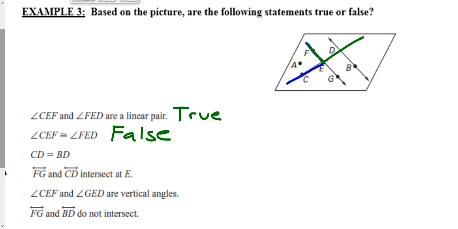Then we have CD equal to BD. Is CD equal to BD? And that would be false. We have nothing telling us how long any of these line segments are, so we just don't know, based on this picture, if they are equal or not.